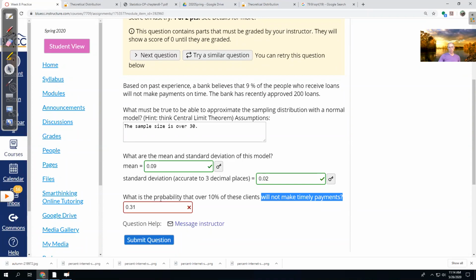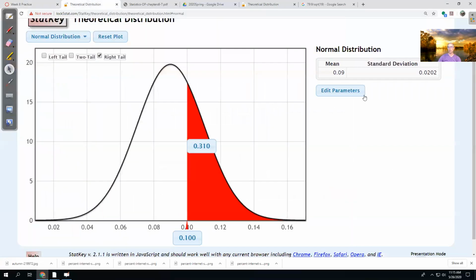What is the probability that over 10% of these clients? So they say 9% is what they expect, but it could be more or less than that, right? Every situation is different. That's just kind of based on historical data. And then we look at a group of 200 people. I have the mean right, I have the standard deviation right. Did I screw up there? Maybe I typed something wrong here.